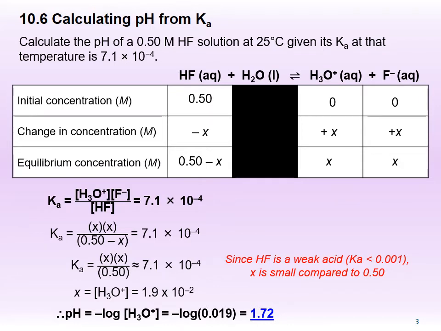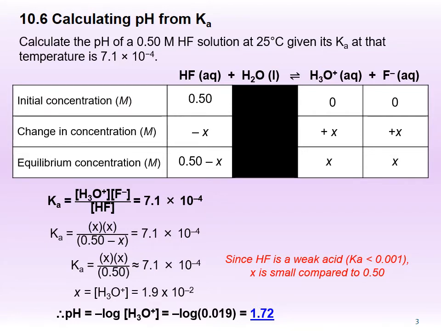This means that HF is not completely ionized in solution, so only a part of the 0.50 molar solution of HF becomes hydronium ions and fluoride ions. How much will ionize? We don't know, so we use the ice table. At the start, there is only unionized HF, so its initial concentration I is 0.50 molar. There are no hydronium and fluoride ions, so we write 0 molar for each at the start.